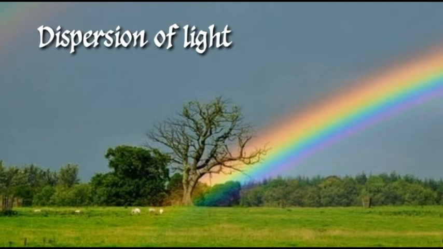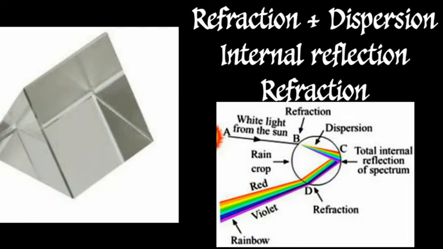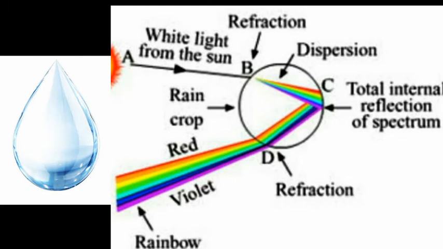Anyhow, the major process behind the formation of a rainbow is dispersion. And if we consider a single water droplet alone, we can consider it similar to a prism. Then in the formation of this rainbow, we have to consider processes such as refraction along with the dispersion. Then we have to consider one more process, that is internal reflection, and again the light rays undergo refraction. So these are the steps, in order, in the formation of a rainbow.